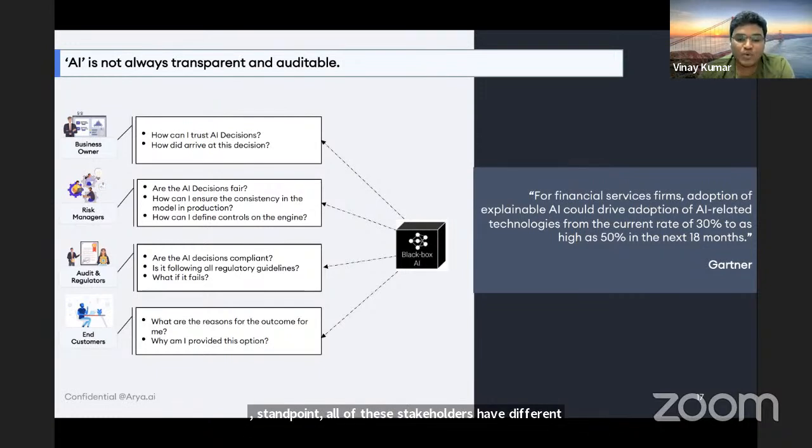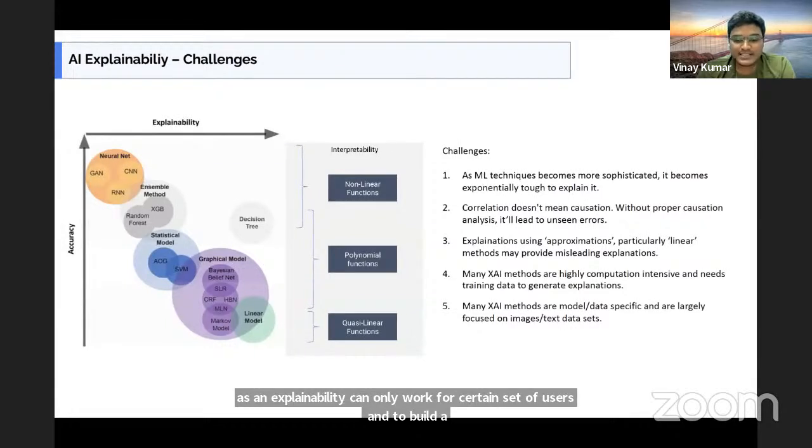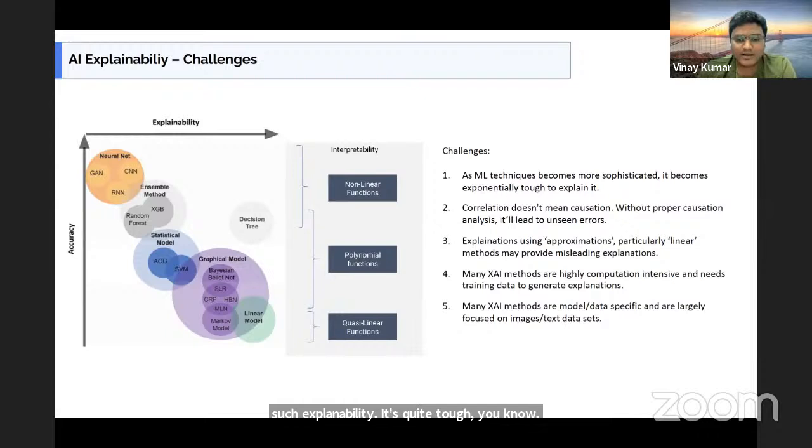You cannot have one type of explainability for all of them. You may have to build templates that make it easy for these users to understand the model predictions. So it's important what kind of explainability you are building into the model, and maybe a simple feature importance is not at all enough for all these users, because feature importance as an explainability can only work for a certain set of users. And to build such explainability is quite tough. It's not easy that we can simply build these explainability templates off the shelf and go live from tomorrow onwards. It requires a lot of effort and work.